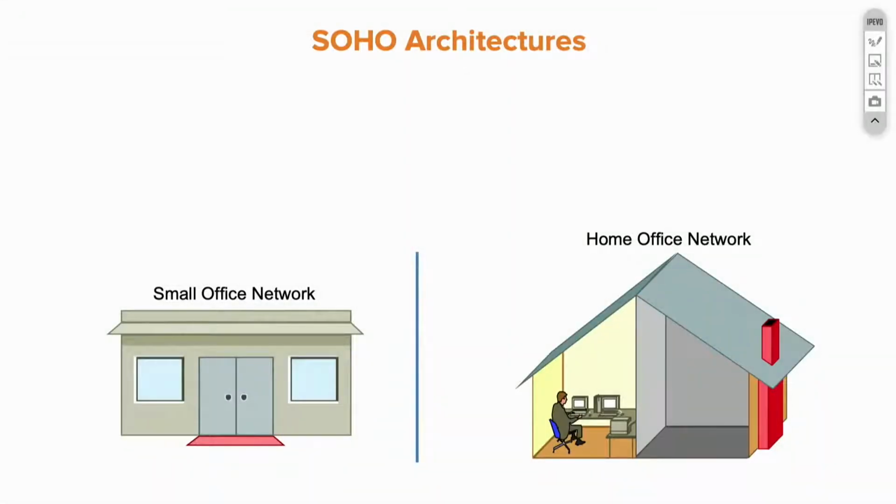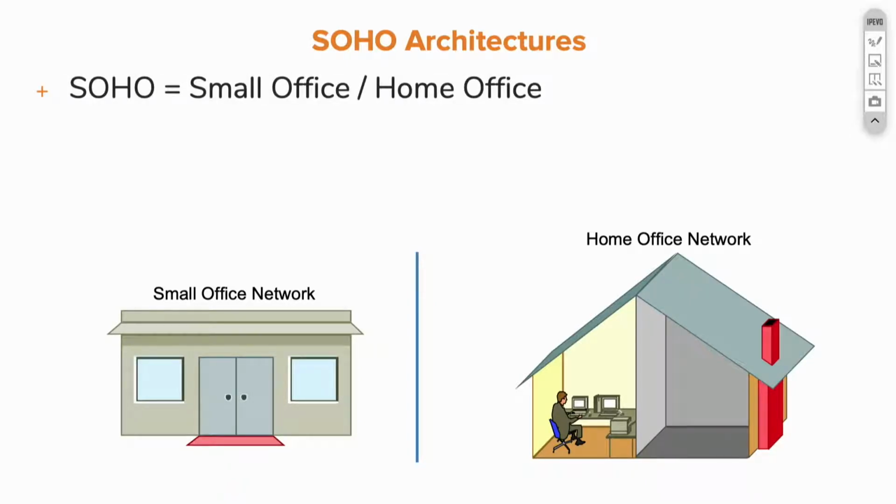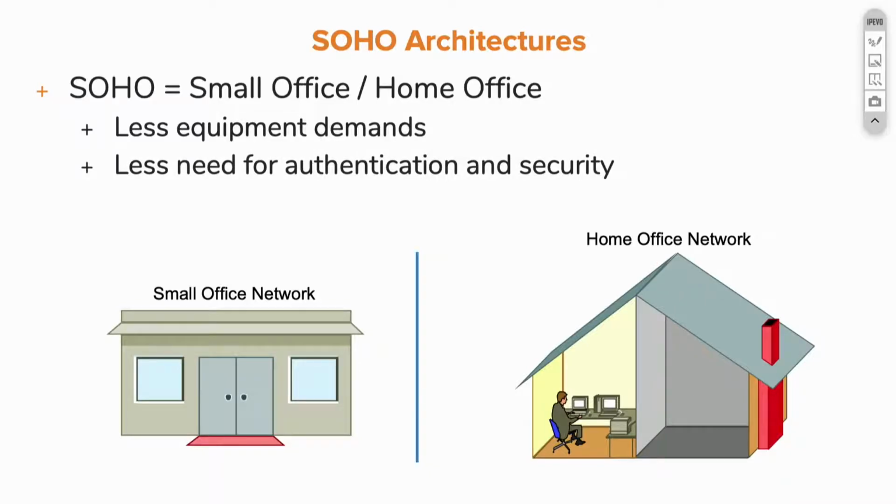Another type of architecture is a small office, home office. That's what SOHO stands for. Here you can see on the left you've got a small office. On the right you've got a home office. These are typically smaller networks, so we have less equipment demands, maybe just a single router or a single switch. And less need for authentication and security because you're in your house, you're in your small office, you designed all this. Very few people or devices are connecting to this.